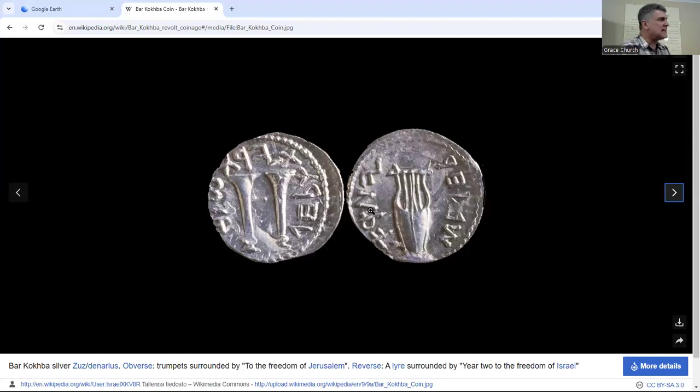But what happened as a result of that revolt? And we'll wind down with this. In the aftermath of the Bar Kokhba revolt, the Roman Empire banned the Jewish people from setting foot in Jerusalem. To further obstruct the purposes of God, the city was renamed Aelia Capitolina. The word Capitolina, as in capital, referring to their capital god, Jupiter.